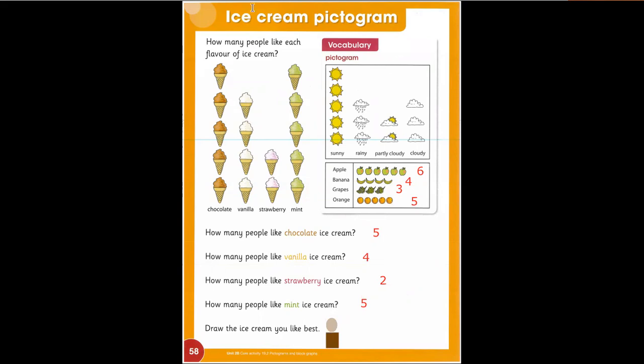Okay. The data is given. What we have to do, we have to just see from the graph and answer the questions. We have to just see from the pictogram graph and answer the questions. Okay, have you finished, boys?